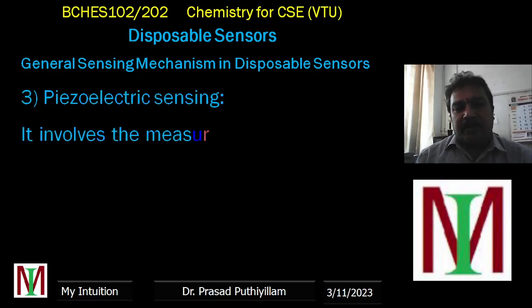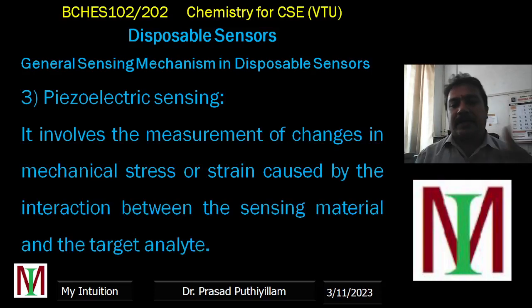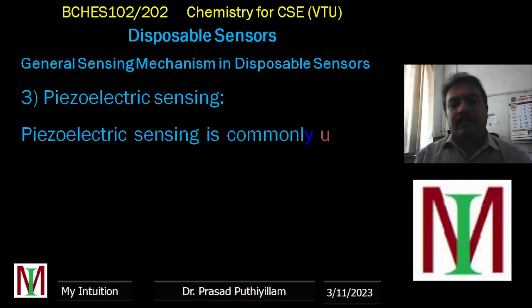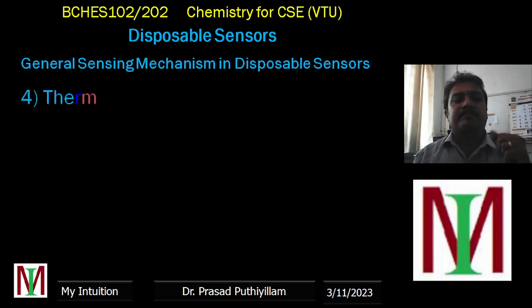Piezoelectric sensing involves the measurement of changes in the mechanical stress or strain caused by the interaction between the sensing material and the target. Piezoelectric means it produces electricity, or some measurable signal, when pressure is applied. Therefore, any changes in the pressure or stress and strain can be detected by piezoelectric sensing. It is commonly used to detect gases, chemicals and other small molecules which create pressure changes.